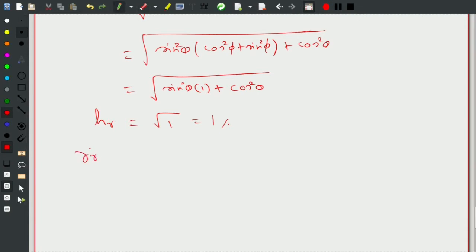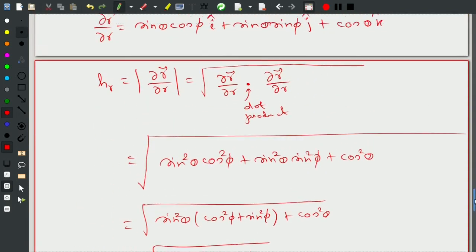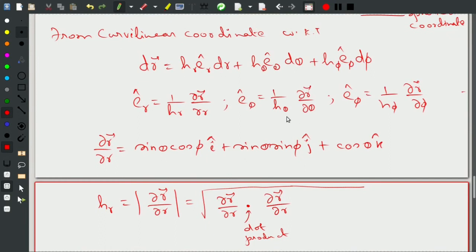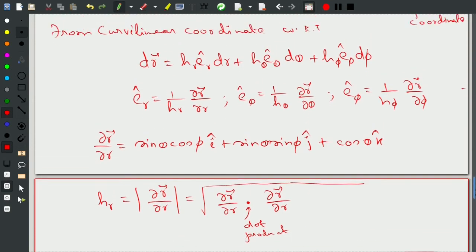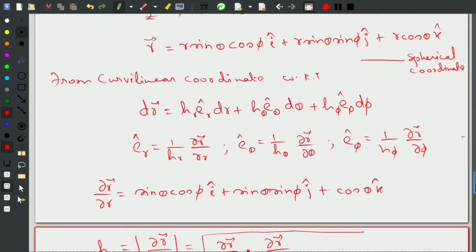this ∂r vector by ∂θ. Okay. So this ∂r vector by ∂θ. So we need this ∂r vector by ∂θ because we need to find the unit vector, this e_θ cap, right? So for that we need ∂r by ∂θ. Similarly, we also need ∂r by ∂φ. Okay. So let's try to find first ∂r by ∂θ. So what is ∂r by ∂θ?